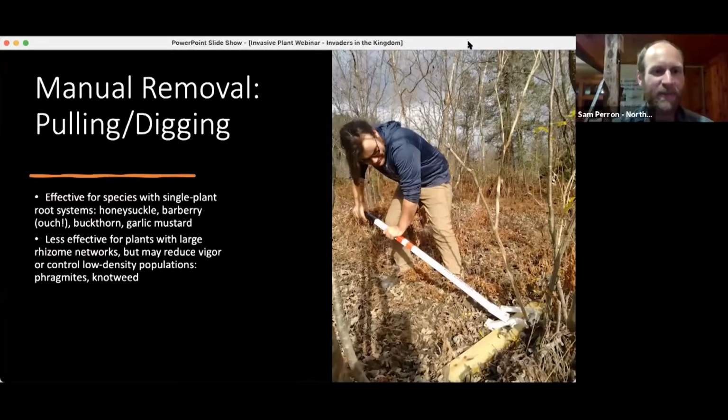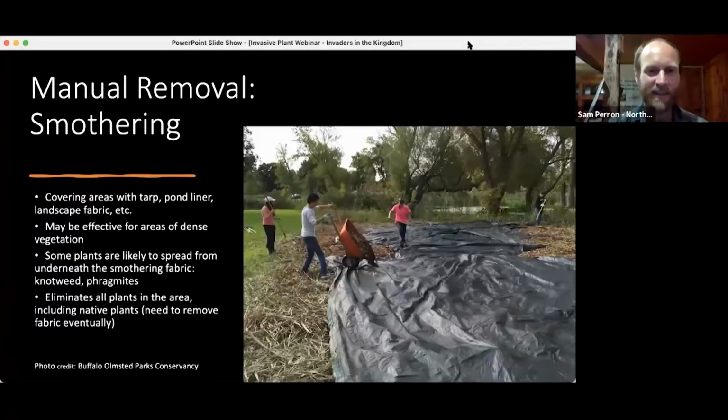So one other option for manual control that I do want to mention, I think this is really appealing to a lot of folks, and that is smothering. So basically using a tarp or some kind of fabric to cover an area, and the plants can't grow up through, they can't get sunlight, and that kills them back. Can be a pretty good option for areas that are really dense.